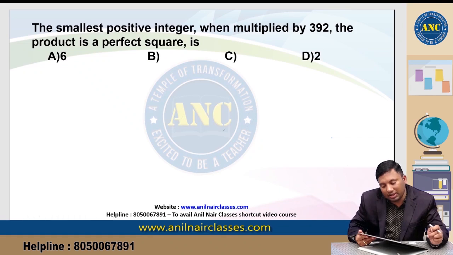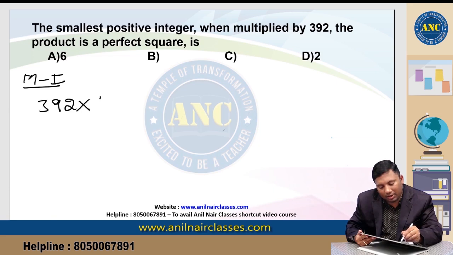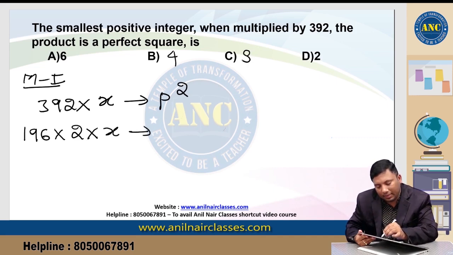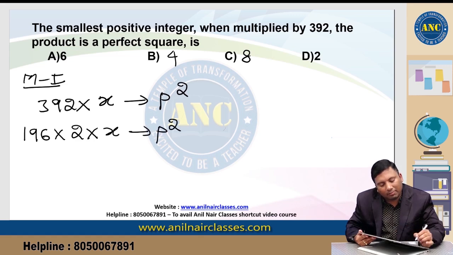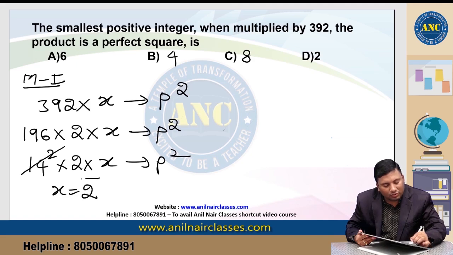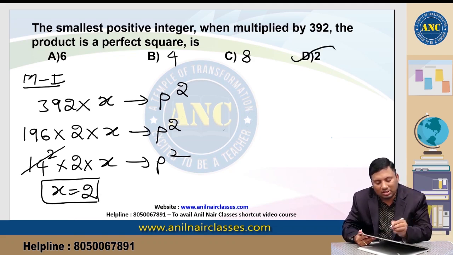The smallest positive integer which, when multiplied by 392, gives a product that is a perfect square. 392 is multiplied by x, which will result in a perfect square. So 392 is nothing but 196 into 2 into x, which is nothing but p square. 196 is 14 square into 2 into x is p square. This is already a perfect square. So x should be 2. I hope it is clear, right? So answer for this question is 2. This is the generic method.